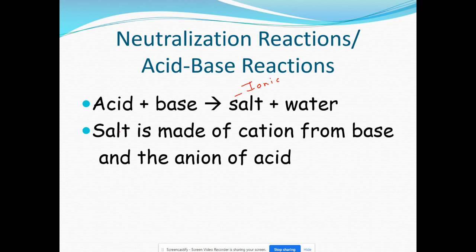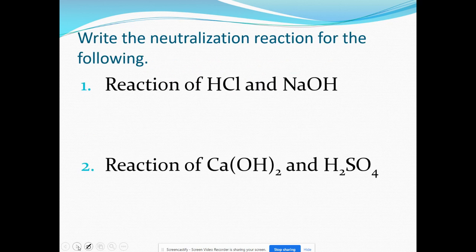When we are forming that salt, it is made from the cation of your base. Remember, the cation is the positively charged metal ion from your base. Normally, it's the first part in the formula. And the anion of your acid. The anion is going to be everything after the H for your acid. Take a look at a couple of examples.